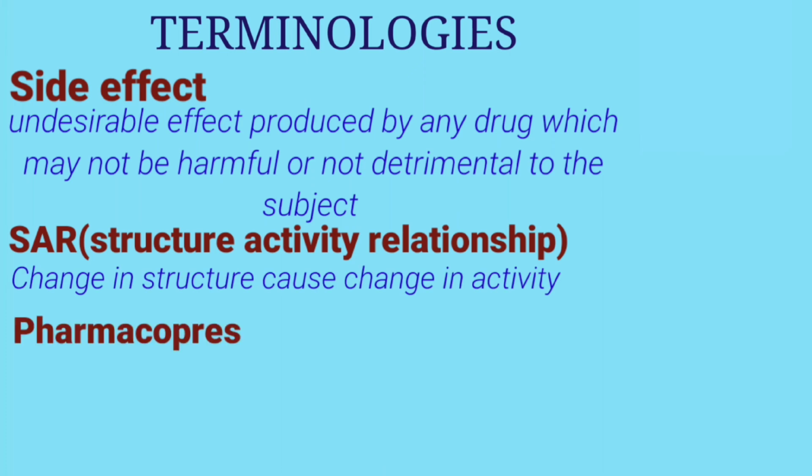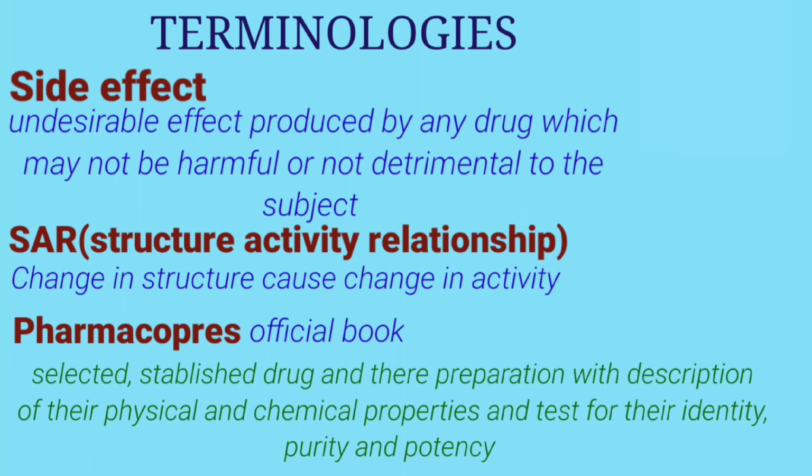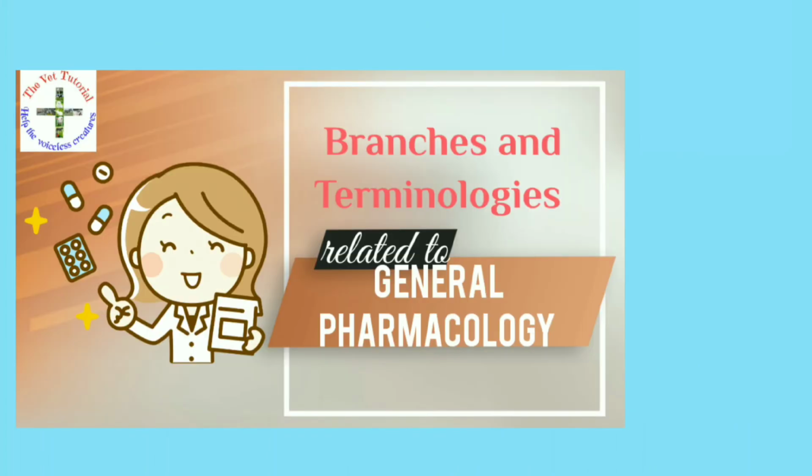Then pharmacopoeia. It is the official book of pharmacology that contains information about the selected stabilized drugs and their preparations with description of their physical and chemical properties and tests for their identity, purity and potency. Here we end the terminologies related to general pharmacology.